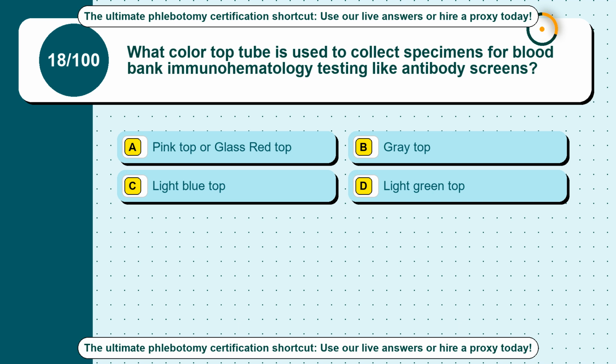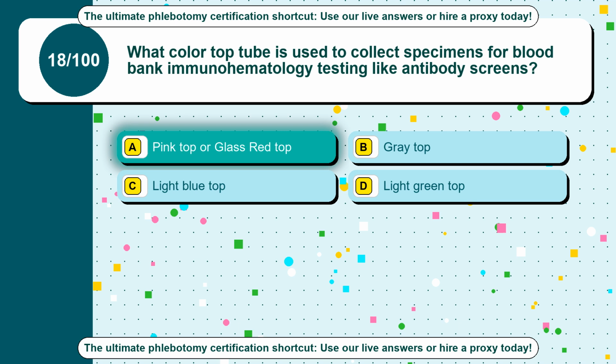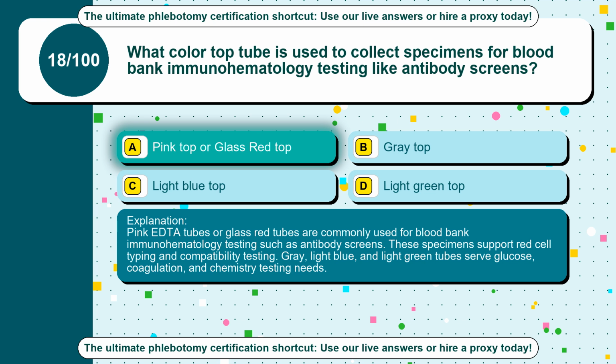Option B, gray top. Option C, light blue top. Option D, light green top. The correct answer is option A, pink top or glass red top. Pink EDTA tubes or glass red tubes are commonly used for blood bank immunohematology testing such as antibody screens. These specimens support red cell typing and compatibility testing. Gray, light blue, and light green tubes serve glucose, coagulation, and chemistry testing needs.